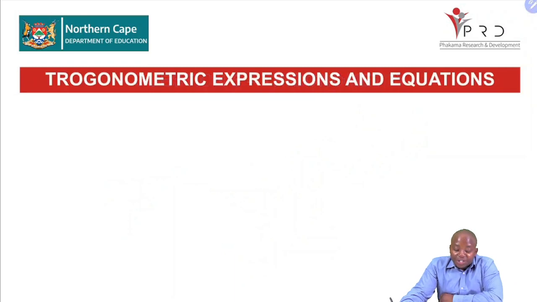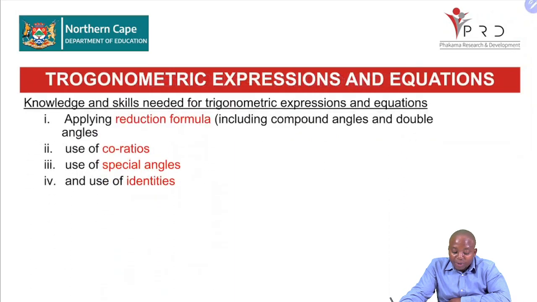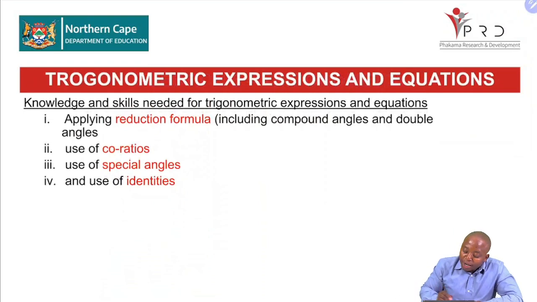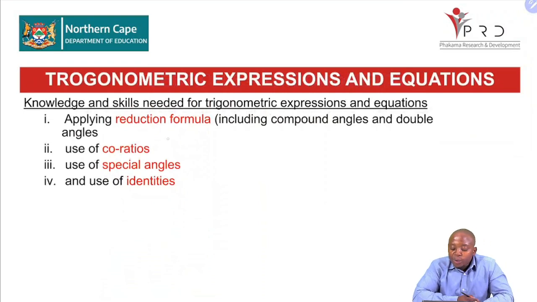Now, let us look at question type number 2, where we are looking at trigonometric expressions and equations. For these two types of questions, what do we need? The skills and knowledge we need are the following. We need to be able to apply the reduction formula, including the concept of using double and compound angles. Number 2, use the co-ratios, use the special angles, and use identities in order to deal with expressions and equations.